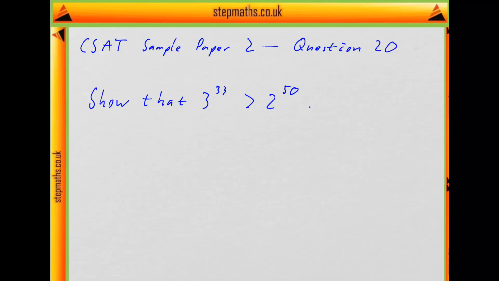This is question 20 from the second CSAT sample paper. In this part, we're just asked to show that 3 to the 33 is strictly greater than 2 to the 50. So if you want to have a go at this part yourself, pause the video now.